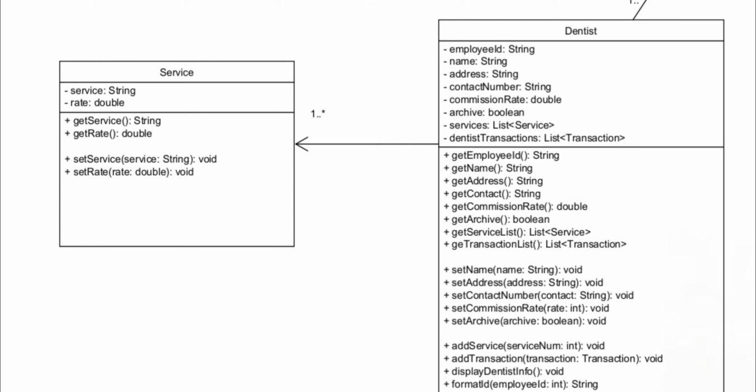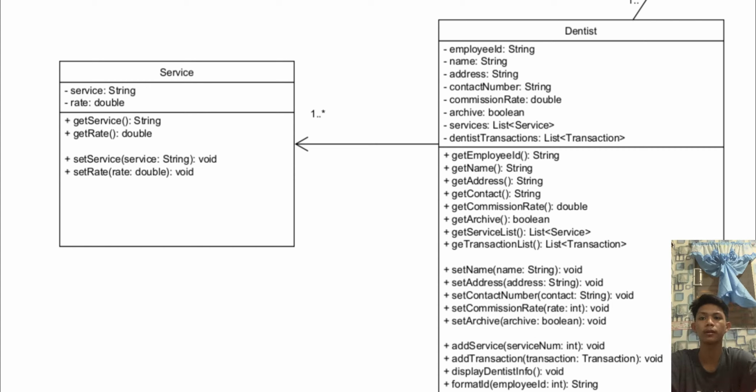Next, let's look at the service class, which is relatively straightforward but crucial. Its attributes are service, string, the name or type of the procedure such as fillings, checkups, and cleaning. Rate, double, the cost associated with that particular service. And the methods, get service and get rate, are used to retrieve the service name and cost. Set service and set rate are used to update those details if needed.